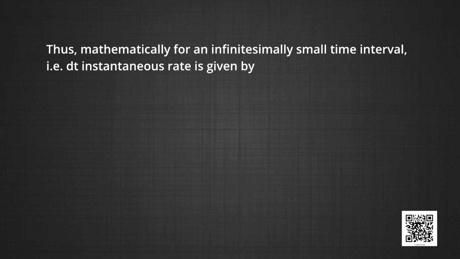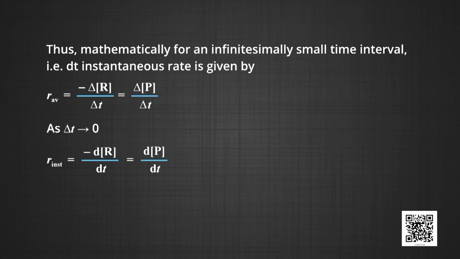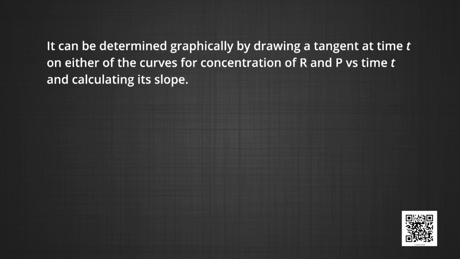Thus, mathematically, for an infinitesimally small time interval, that is dt, the instantaneous rate is given by R average equals minus delta R by delta T equals delta P upon delta T, and as delta T approaches 0, R instantaneous equals minus dR by dt equals dP by dt. It can be determined graphically by drawing a tangent at time t on either of the curves for concentration of R and P versus time t and calculating its slope.